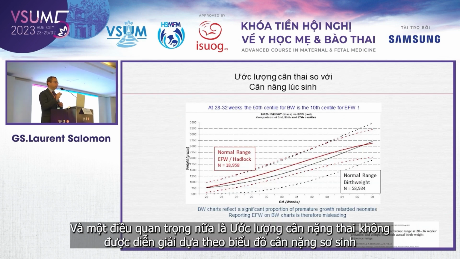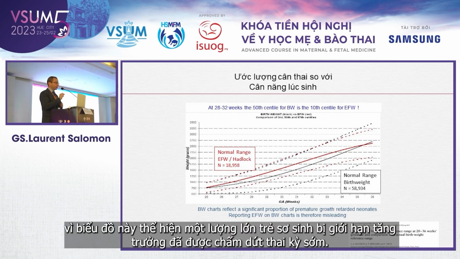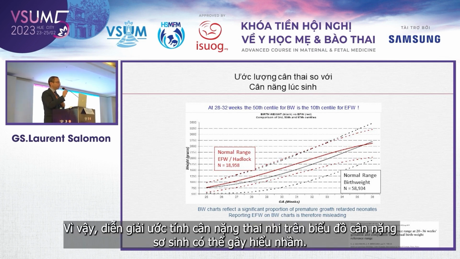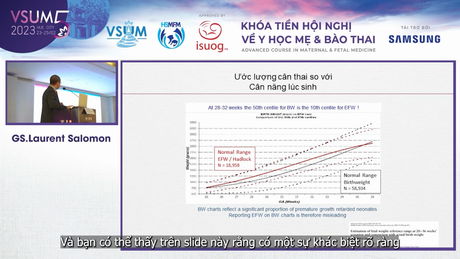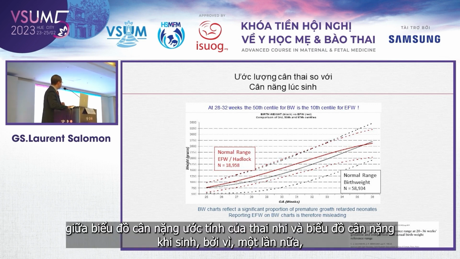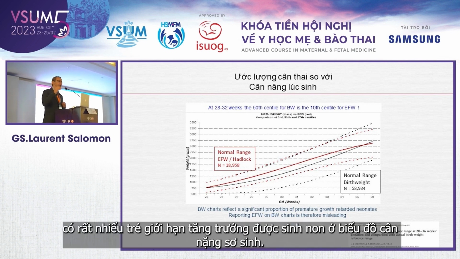It is very important to report estimated fetal weight on estimated fetal weight charts, not on birth weight charts, because birth weight charts reflect a significant proportion of prematurely born and growth-restricted neonates. So reporting estimated fetal weight on birth weight charts could be misleading, and you can see here on the slide that there is a clear difference between an estimated fetal weight chart and a birth weight chart, because again, there are a lot of growth-restricted babies that are born prematurely on birth weight charts.